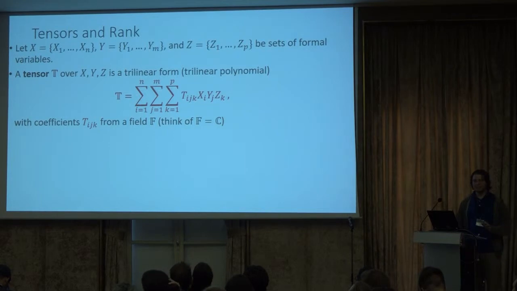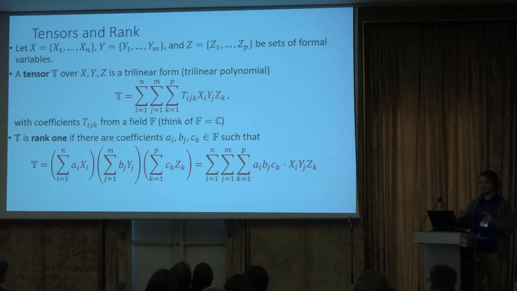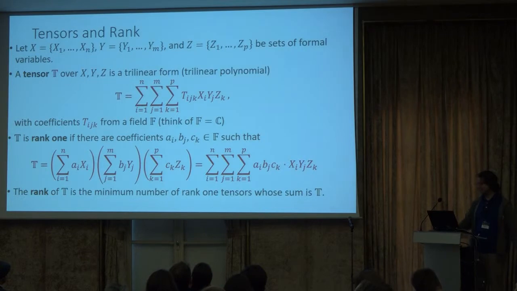And we're going to be really interested in ranks of tensors. You say a tensor has rank 1 if you can write the tensor as a linear combination of x variables times a linear combination of y's times a linear combination of z's. And this is actually the same as matrix rank. Like you say a matrix has rank 1 if it's the outer product of 2 vectors, and a tensor has rank 1 if it's the outer product of 3 vectors. And similarly, just like with matrices, the rank of a tensor is the minimum number of rank 1 tensors whose sum is the tensor you want. So that's tensor rank.